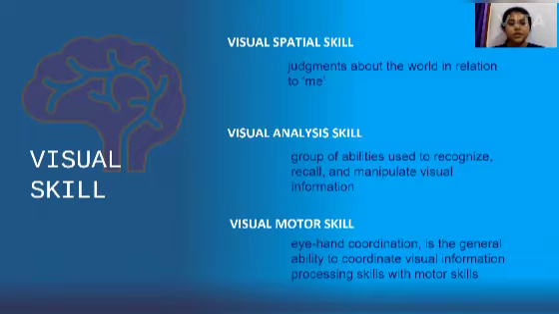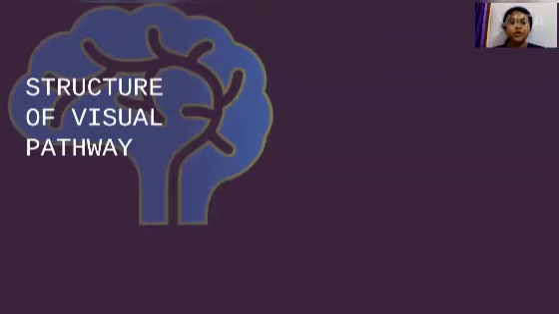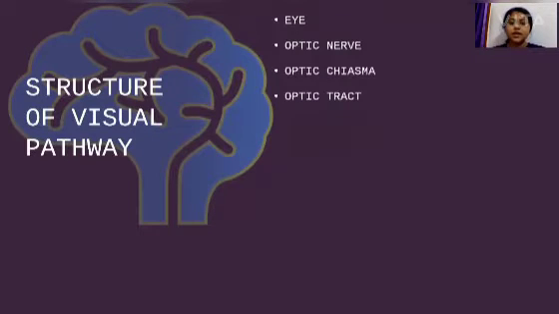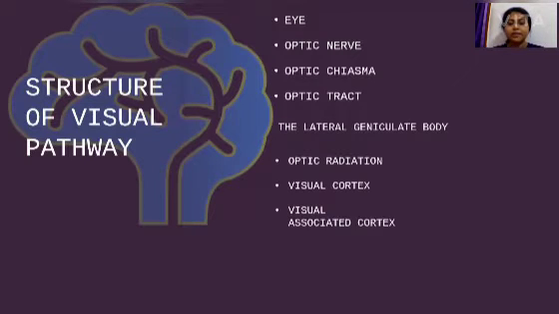Now I am talking about the structures of the visual pathway. It is the eye, optic nerve, optic chiasma, optic tract, that is before the lateral geniculate body, and after it, it is optic radiation, visual cortex, visual associated cortex. After the LGN is called the posterior pathway, and the part before is called the anterior pathway.